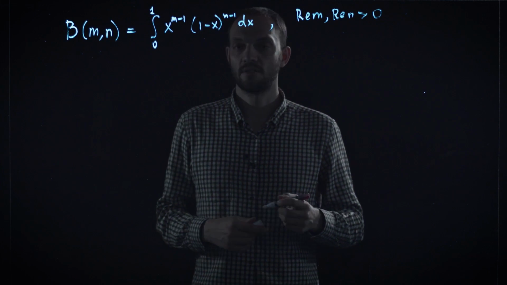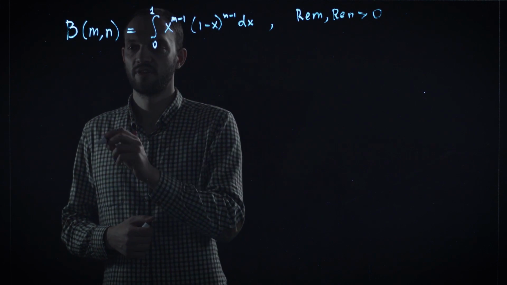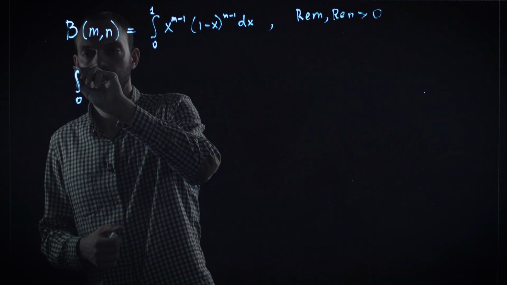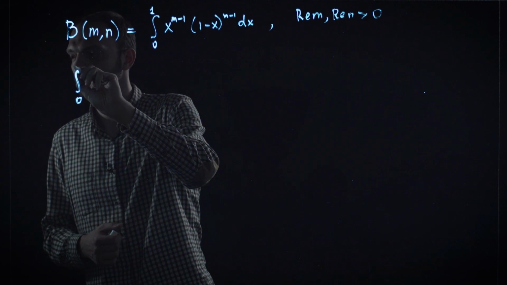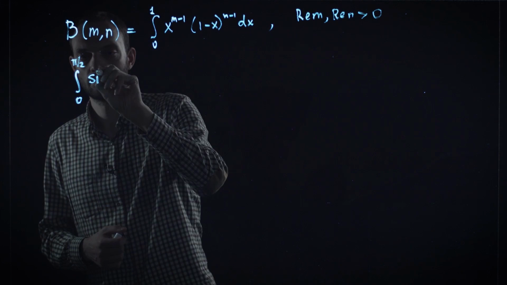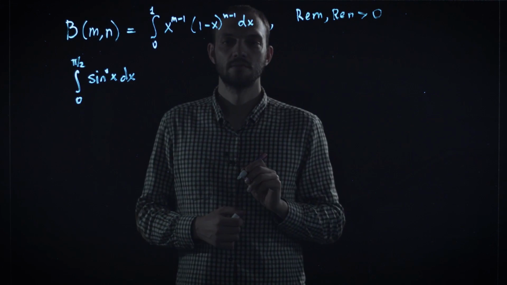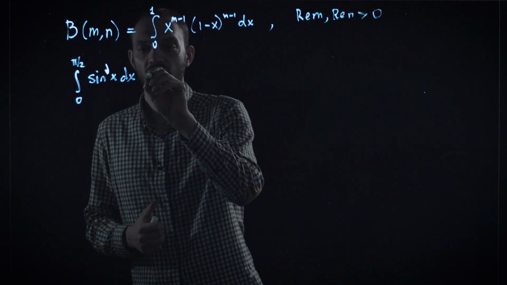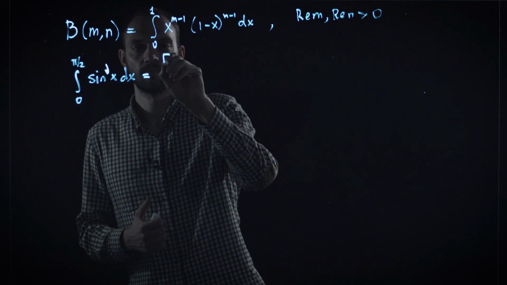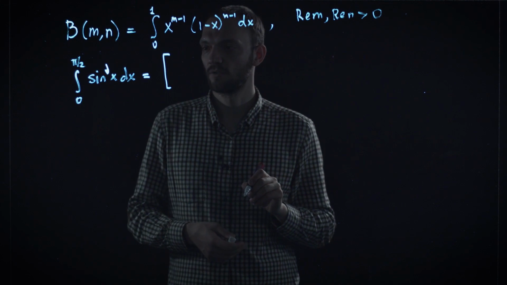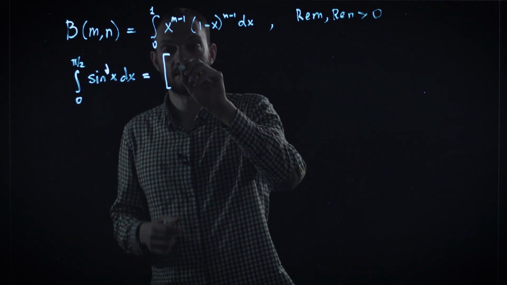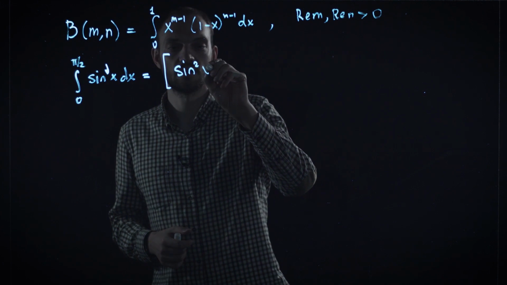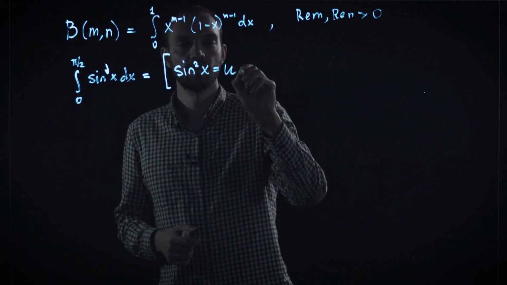So let us start from a motivational exercise. Let us, for example, try to evaluate the following integral. The first step in evaluation of this integral is almost obvious. We would like to get rid of trigonometric functions, and the most convenient way to do this is to introduce a substitution: sine squared x equals u.